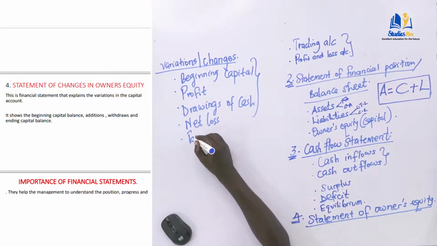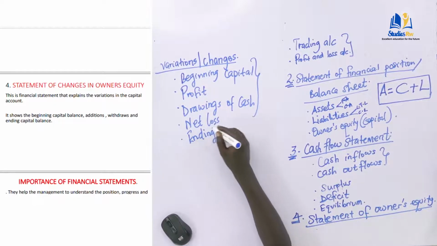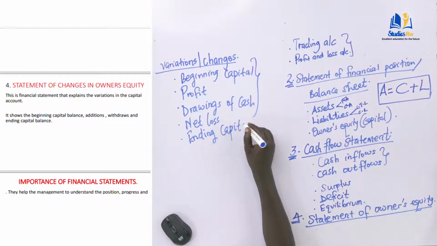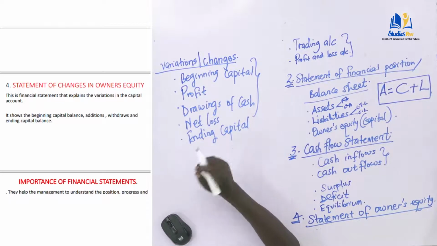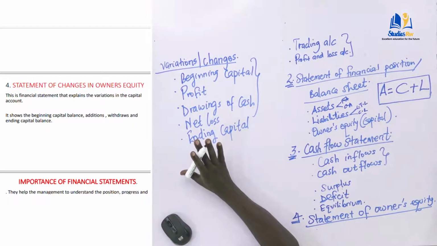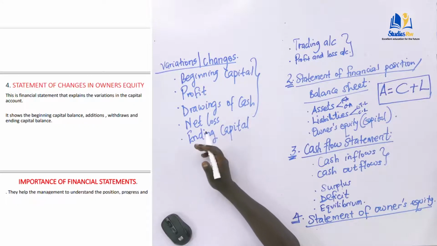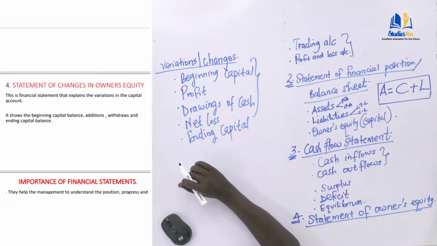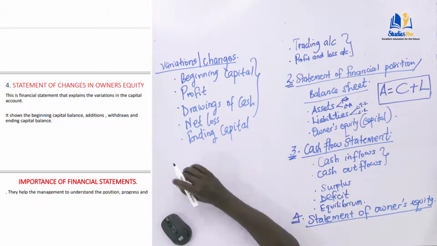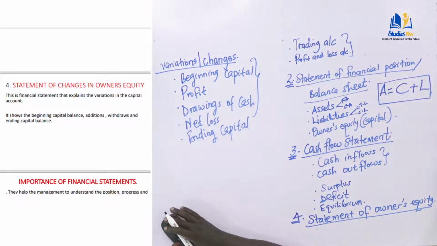Finally, you have to see what is your ending capital. Beginning capital, add any addition to the capital account, like maybe donations given by some of your friends. The net profits made, add, then take away the drawings of cash, take away the net loss. Then, after looking at the statement of changes in owner's equity, we want to justify, is it important to prepare financial statements?